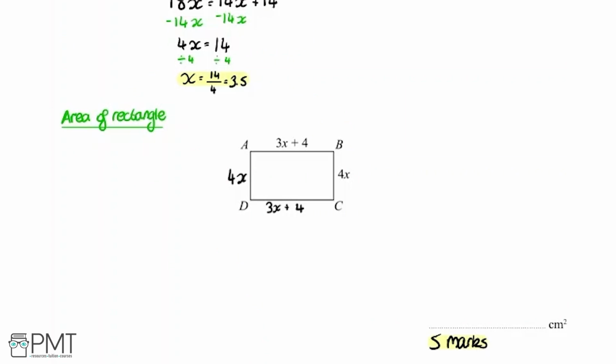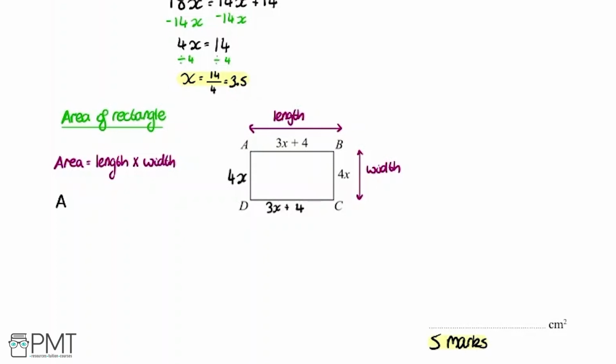Now for a rectangle, we've got an equation for the area. So the area equals the length multiplied by width. And what it means by this is, this side here is the length, and this side here is the width. So we've got to do 4x multiplied by 3x plus 4. What's fantastic is in the previous bit of work, we worked out that x equals 3.5. So we're going to replace x with 3.5.